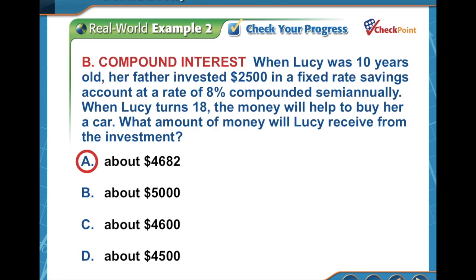So for this one, it's $4,682. Again, it's a great way to talk about how money is being invested over time and really growing super fast. You really are getting free money by allowing it to compound over time.